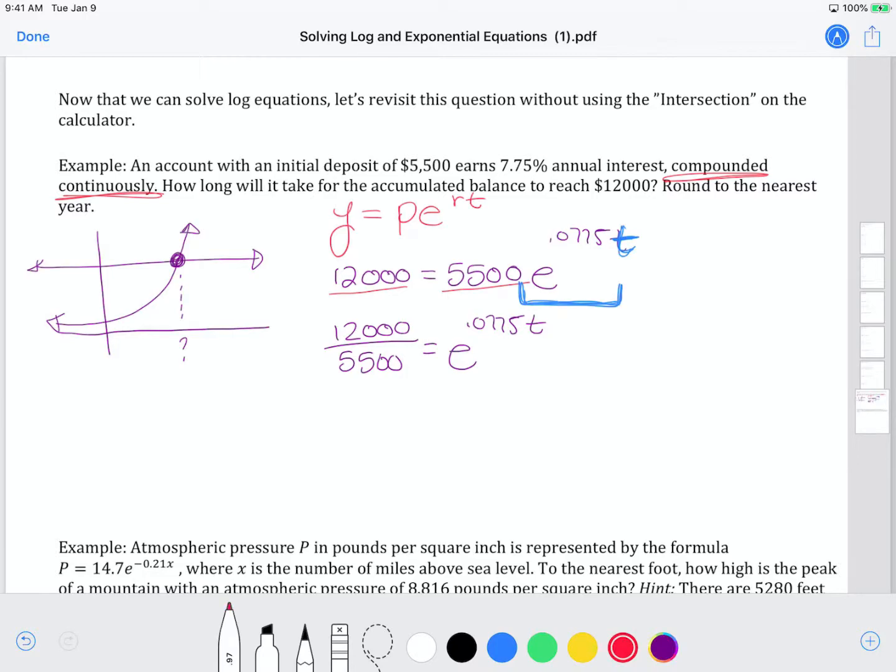So now I've got my exponential isolated, and once we get the exponential isolated, what we're going to do is put it in log form. So I have log with base e, since this is base e, of 12,000 divided by 5,500, and that's equal to my exponent, which is 0.0775t. And since this is base e, I can write it as natural log, ln, and if I simplify the 12,000 over the 5,500, I would get 24 over 11.